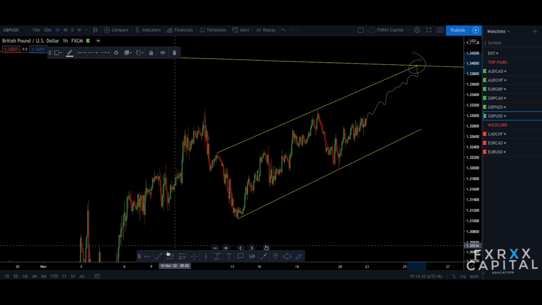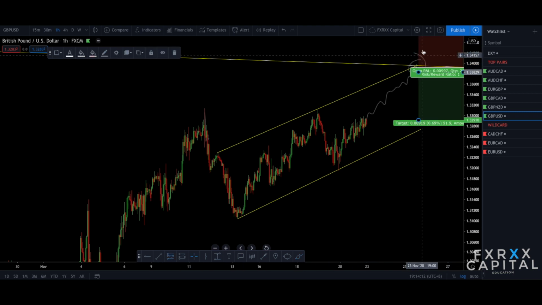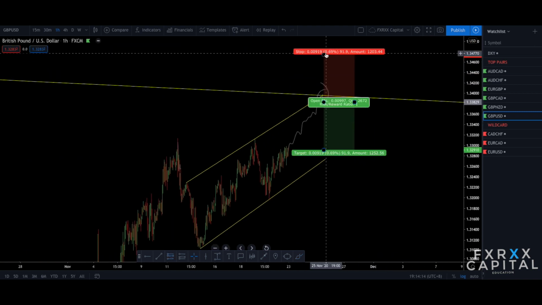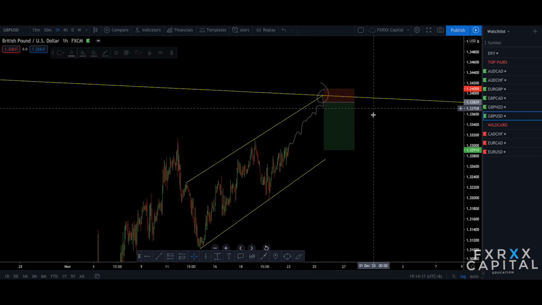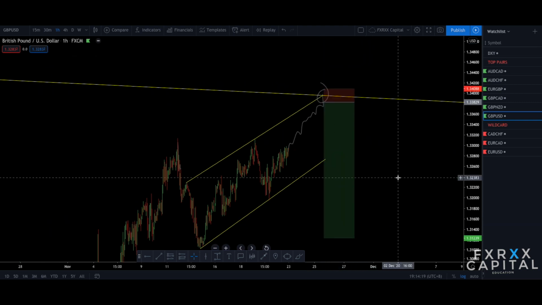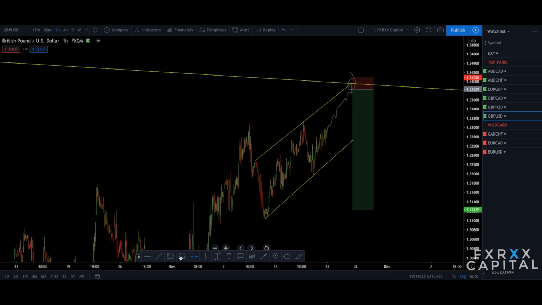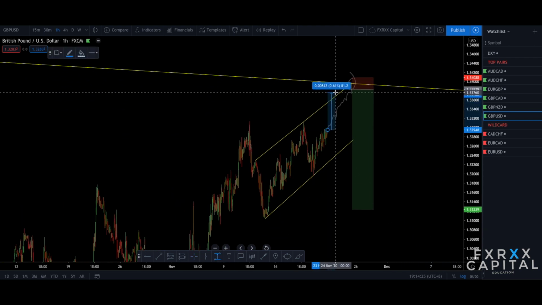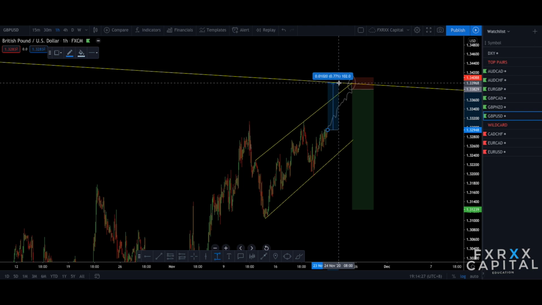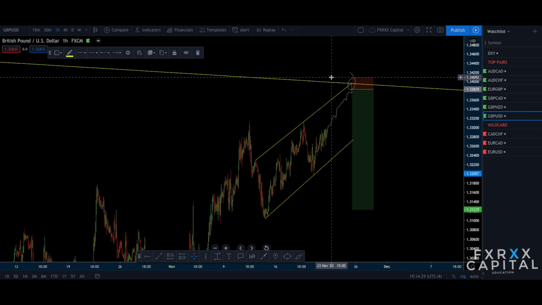So what I'm looking for is price to approach this area, in this high probability area, set the stop loss below the structure and sell to the downside. I just keep patient. The move to the upside is about 100 pips. Okay guys, that's all for the top pairs.